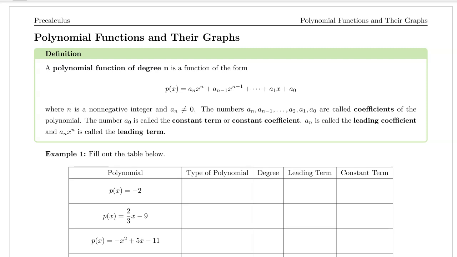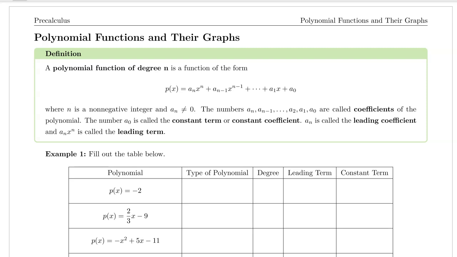In this video, we'll be talking about polynomial functions and their graphs. A polynomial function of degree n is a function of the form p of x is equal to a sub n times x to the nth power plus a sub n minus 1 times x to the n minus 1 power plus ... plus a sub 1 times x plus a sub 0, where n is a non-negative integer and a sub n does not equal 0.